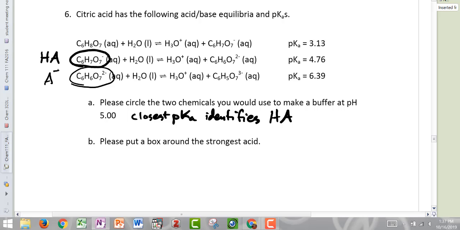Questions about part A first? Can I run through one more time? Yeah. When you have to pick two chemicals, find the pKa that's closest to your desired pH. That tells you which chemical is HA. Circle it. Then tell yourself, well, A minus has one less H, and go find the chemical that has one less H.